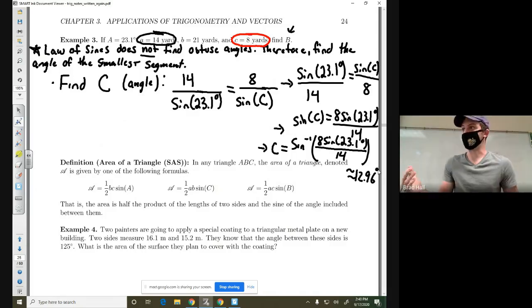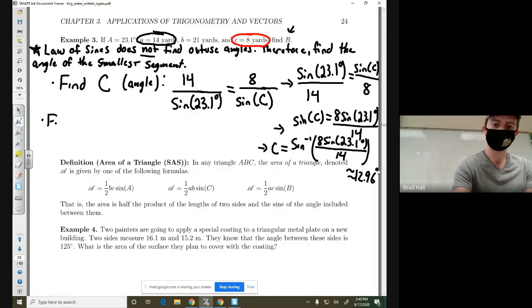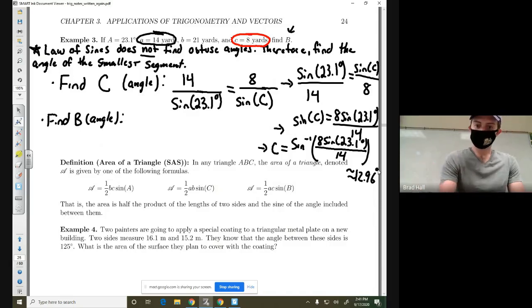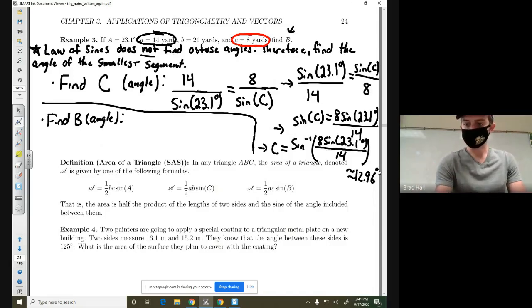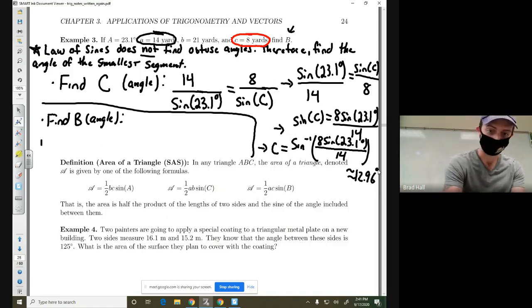But notice we get the correct angle. And then by finding B, all of that was finding C. By finding B, that one's going to be easy now. You just subtract.